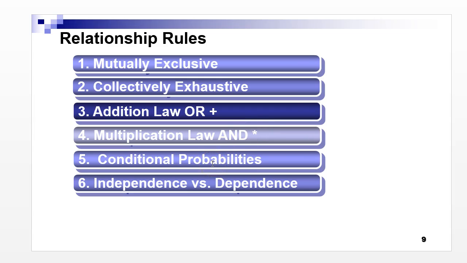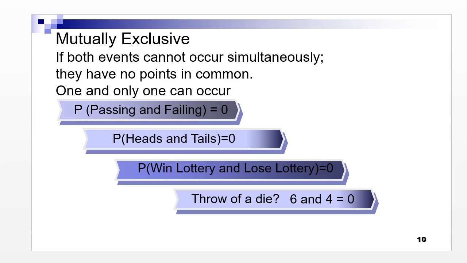We'll talk about conditional probabilities, which are extremely valuable, and the difference between independence and dependence and how to tell statistically which one it is and what kind of an impact it has on our problem. Okay, so let's go back to number 1 and 2.